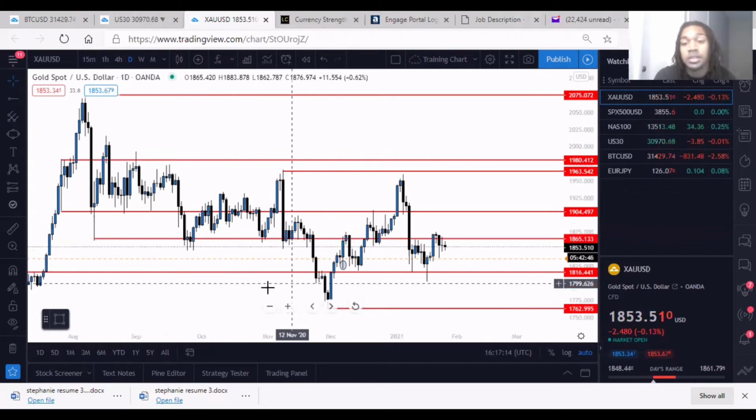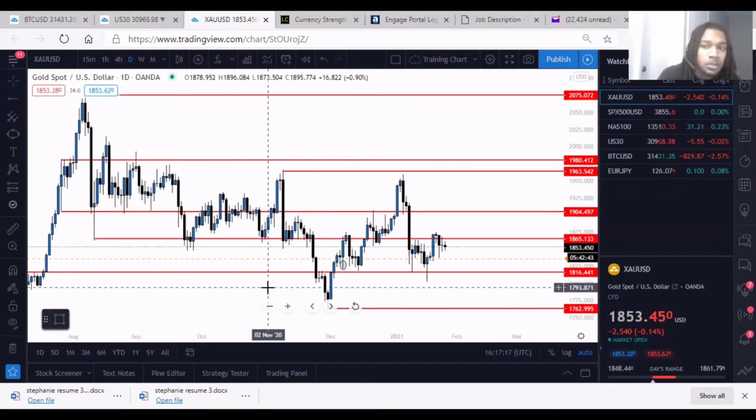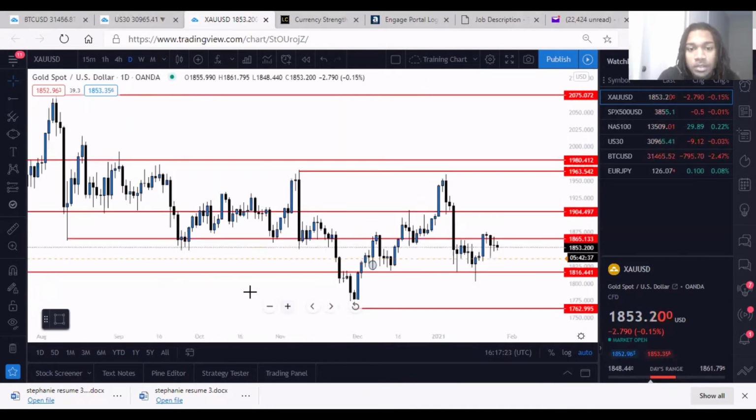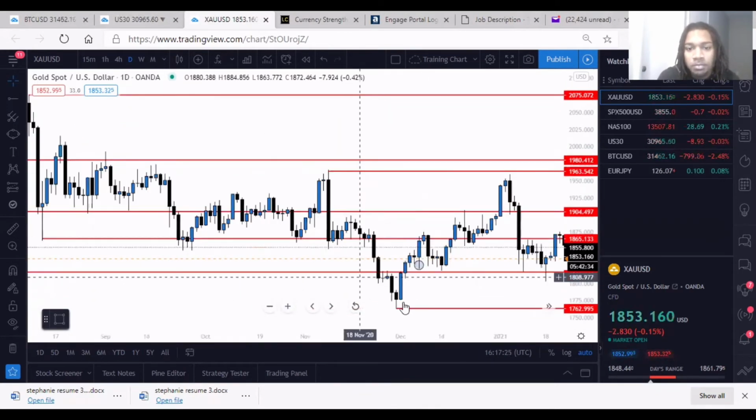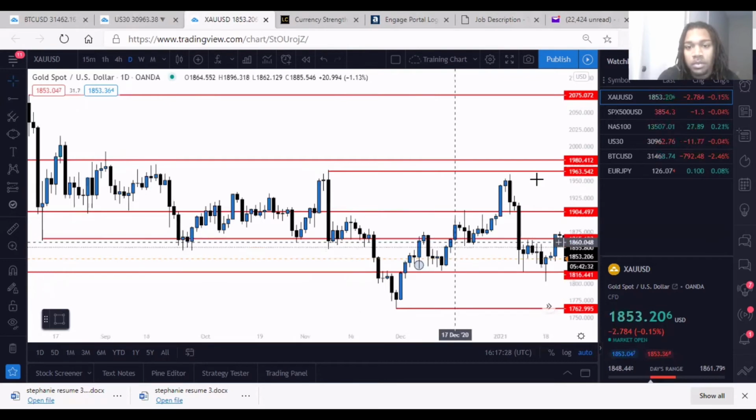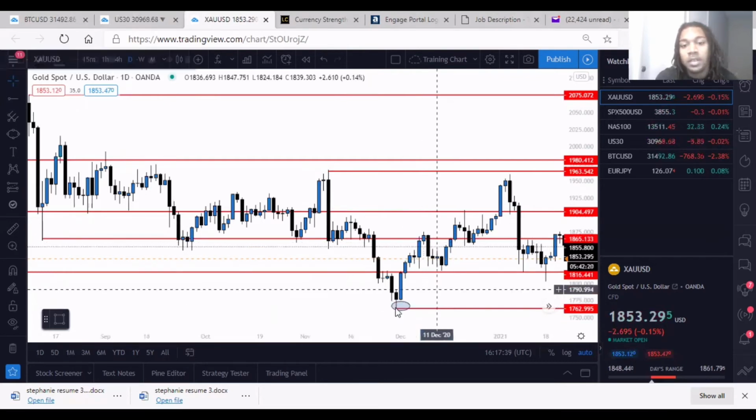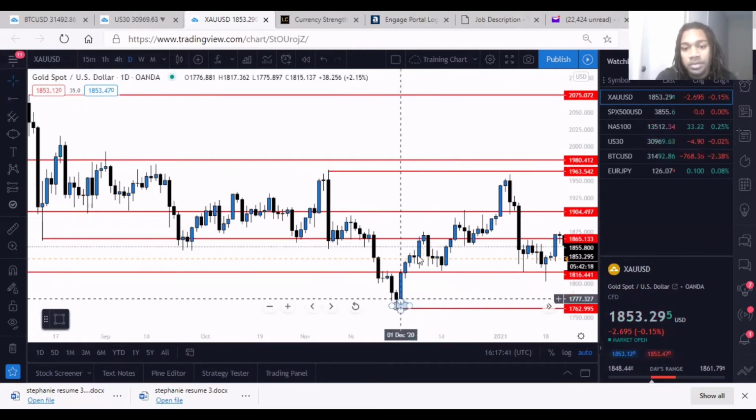So if I'm looking for an uptrend, I'm looking down. If I'm looking for a downtrend, I'm looking up. So I see that price moved up from down here. I see price moved up from this area.